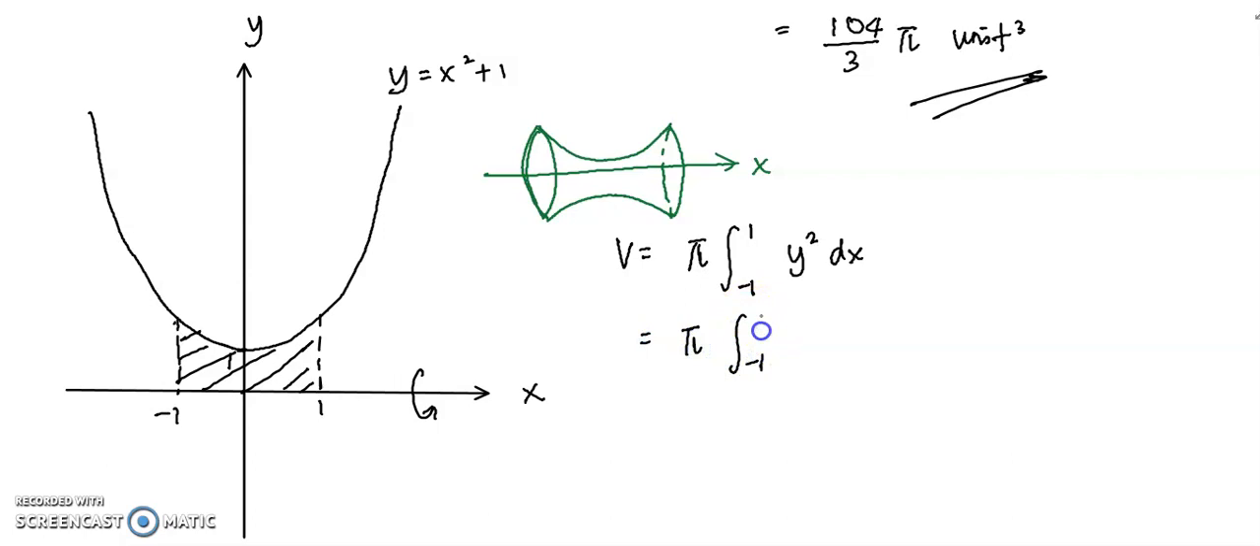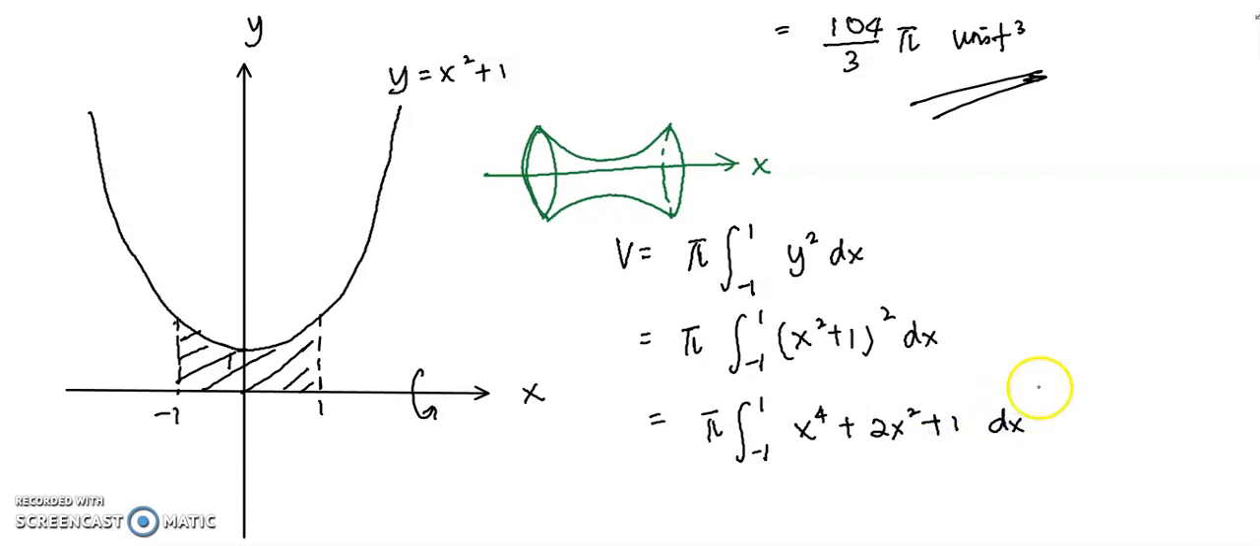So what is your y squared here? You're going to put y as x squared plus 1. And don't forget, you need to square it. So before we integrate, we need to expand this first. You get x to the power of 4 plus 2x squared plus 1. Integrate with respect to x.